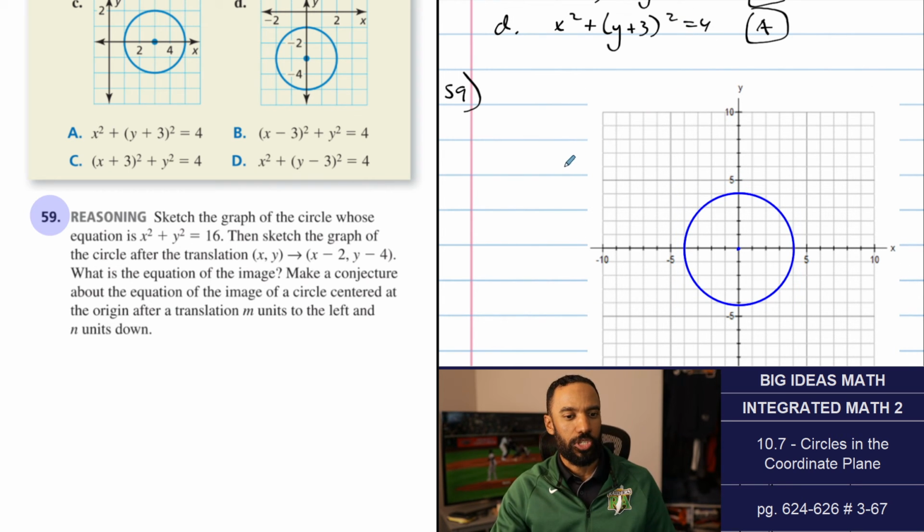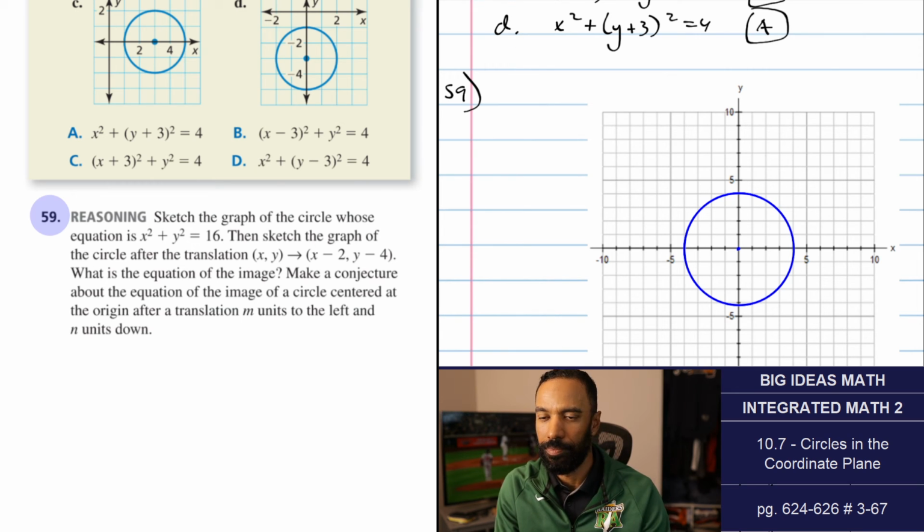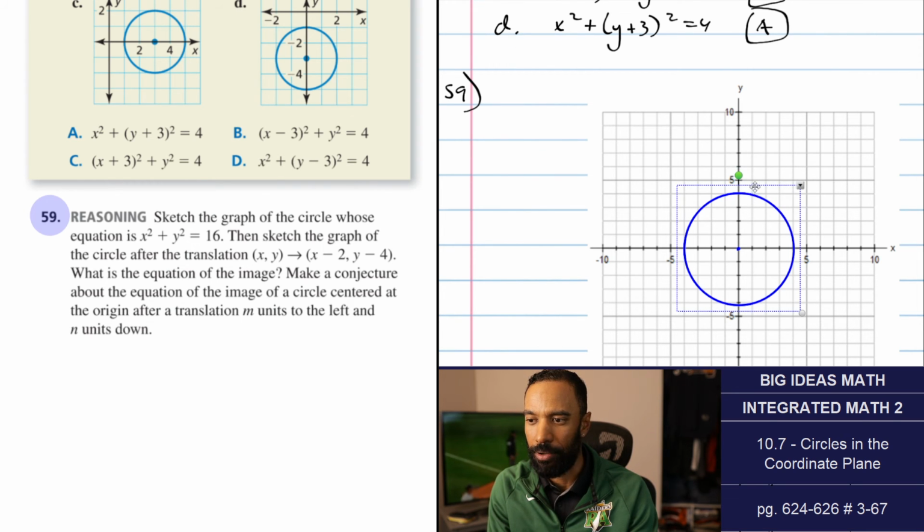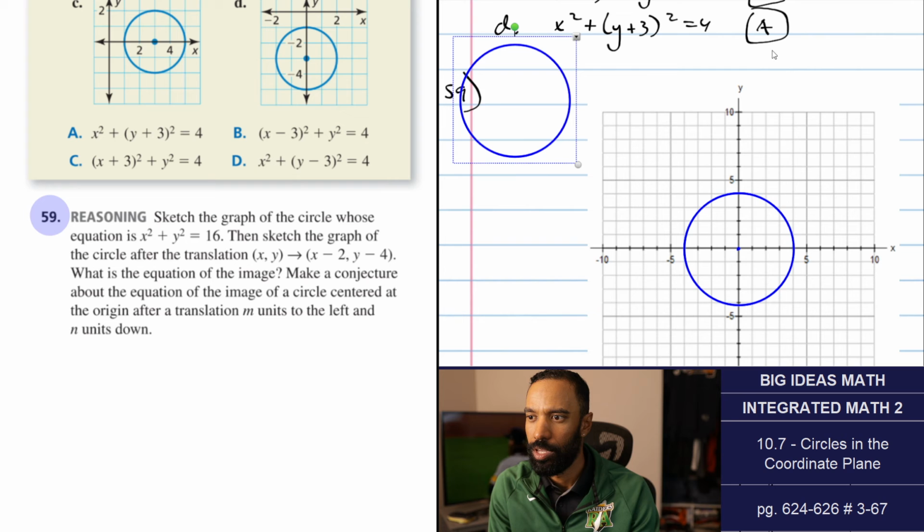Then sketch the graph of the circle after the translation. 2 to the left and 4 down. That's what that's saying. Let's change that color. So 2, whoops, it's not like that. Let's do that again. 2 to the left.